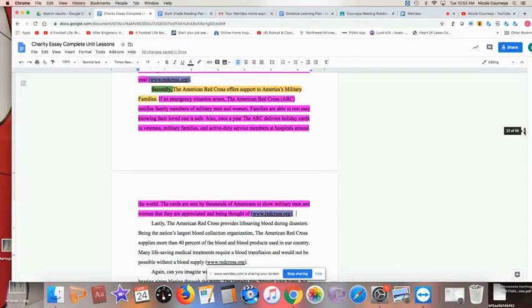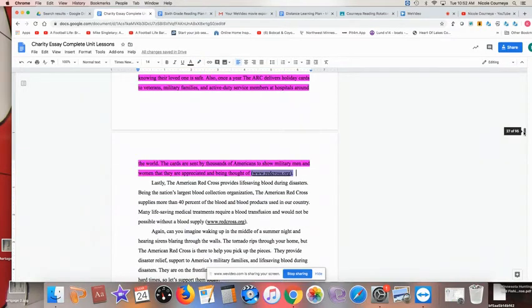Okay. All right. Third body paragraph. Okay. Lastly, the American Red Cross provides life-saving blood during disasters. Being the nation's largest blood collection organization, the American Red Cross supplies more than 40% of the blood and blood products used in our country. Many life-saving medical treatments require blood transfusion and would not be possible without a blood supply. Okay, so you go ahead right now and see if you can find the green, yellow, and pink.